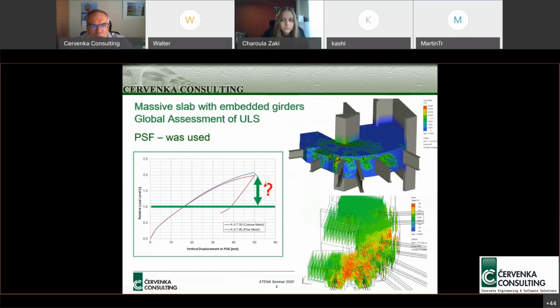And of course we can then compare it with the design load level, which is this thick solid green line. And then the question is, what should be the safety margin? That's maybe the topic of today's presentation.